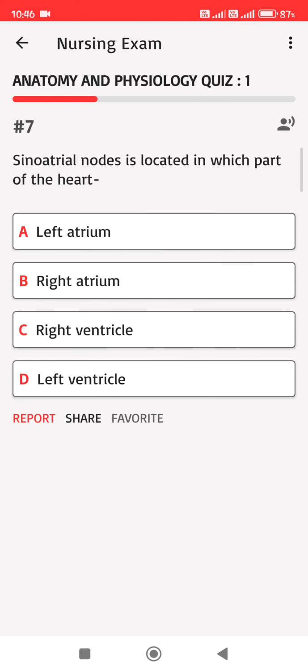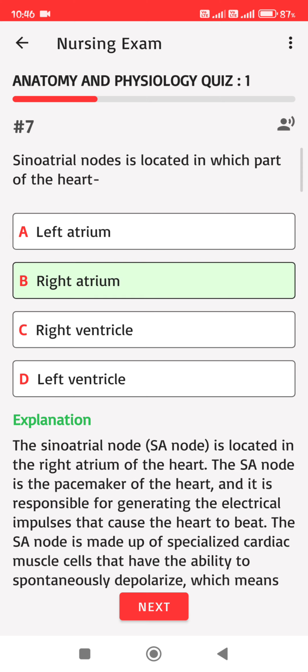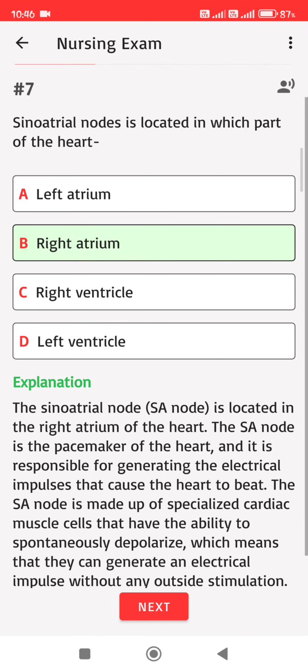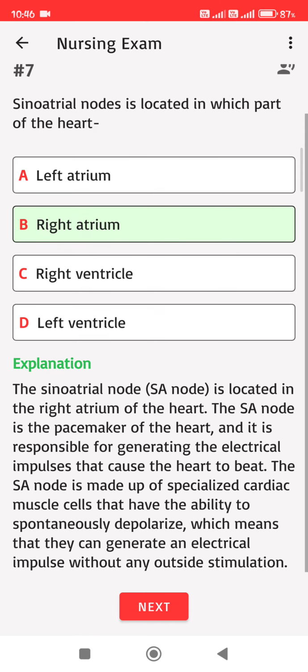Sinoatrial node is located in which part of the heart? A. Left atrium, B. Right atrium, C. Right ventricle, D. Left ventricle. Correct answer: B. The sinoatrial node, SA node, is located in the right atrium of the heart. The SA node is the pacemaker of the heart, and it is responsible for generating the electrical impulses that cause the heart to beat. The SA node is made up of specialized cardiac muscle cells that have the ability to spontaneously depolarize, which means that they can generate an electrical impulse without any outside stimulation.